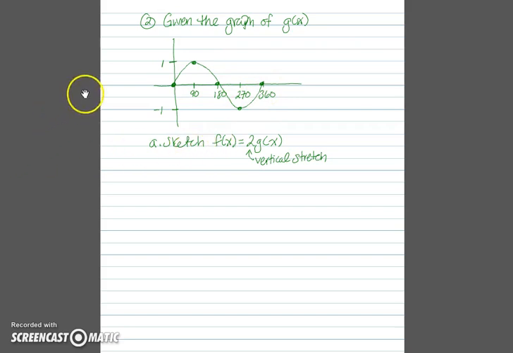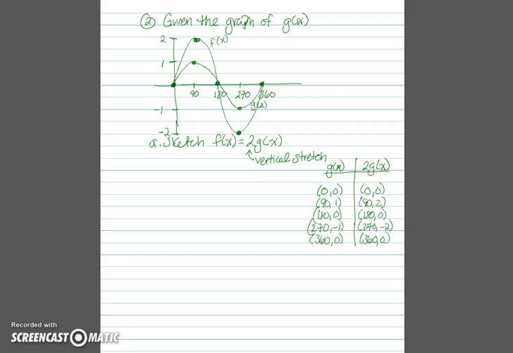I'm going to list the ordered pairs of g of x, and then I'm going to go ahead and list the ordered pairs 2 times g of x, which means, again, just multiplying the y values by 2 because it's a vertical stretch. So let me just fast forward here and get the points for g of x down. Okay, I got them all down. Alright, so these are my points for g of x. I just took these off of the graph here.